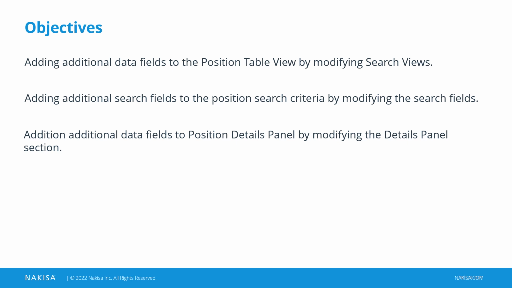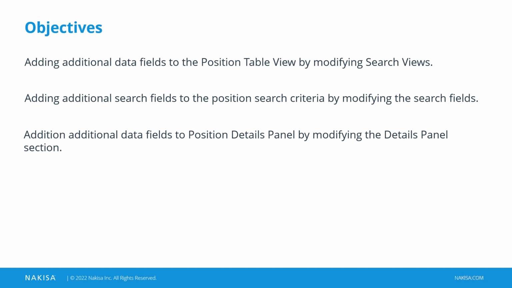Let's go over the three objectives of this video. The first objective is to quickly showcase how to add additional data fields to the position table view. Just to provide some context, the position table view is one of the three position search views that appear by default within the Nakisa HR Suite.